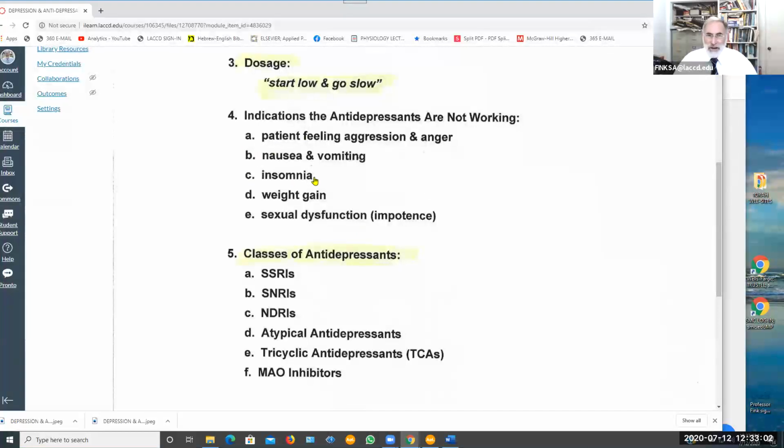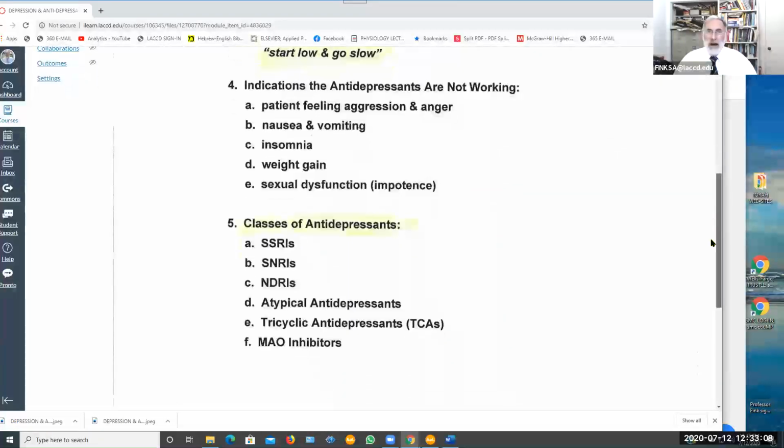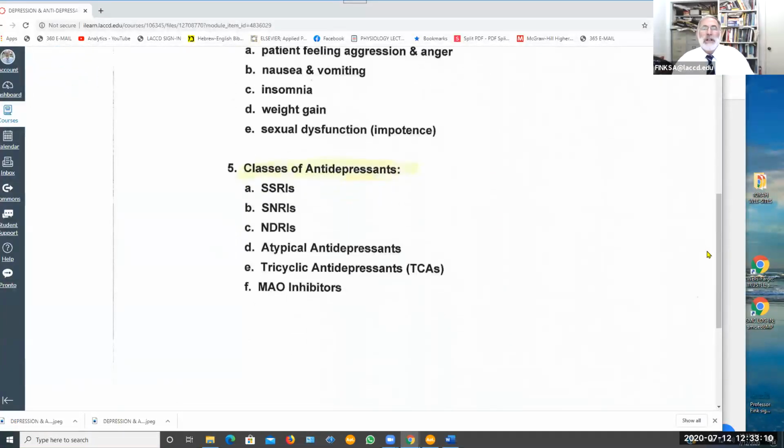We won't emphasize all these indications that the antidepressants are not working. Now, there are a number of classes of antidepressant drugs. The single most important and most widely used class of antidepressants are the selective serotonin reuptake inhibitors. And then we're going to mention those. Then we're going to talk about the SNRIs, the NDRIs, the atypical antidepressants, the tricyclic antidepressants, and the MAO inhibitors.